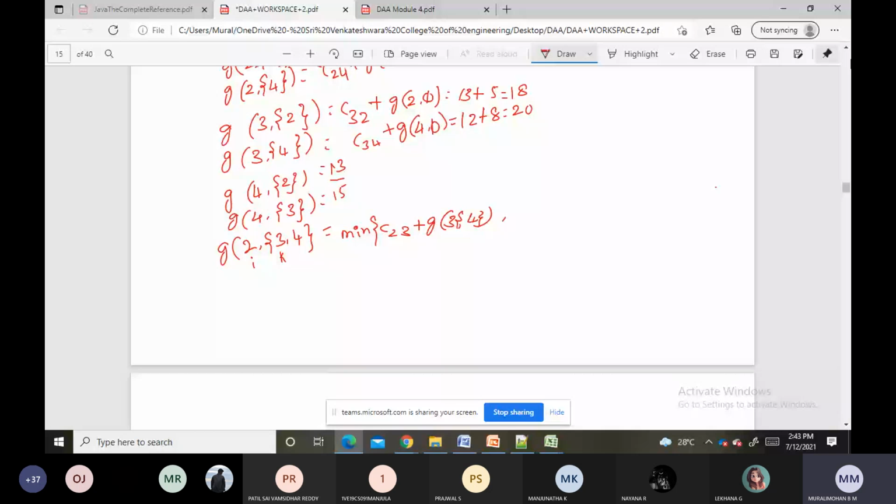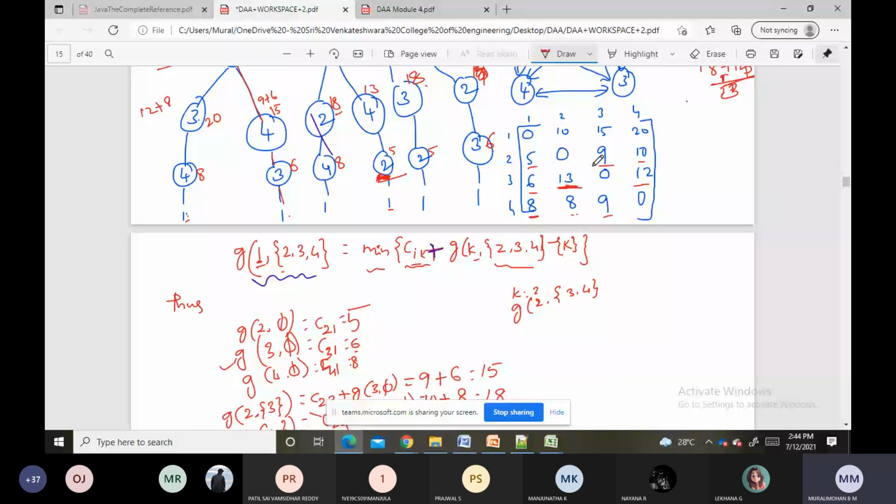C24 plus G of, if I select k as 4, then it is 4 to 3. Now you select. See, already we calculated these values. So you minimize this, we will get minimum of, what is this? C of 2 3. How much are we getting? 2 3 is 9, right? It is 9 plus G of 3 to 4 is 20.